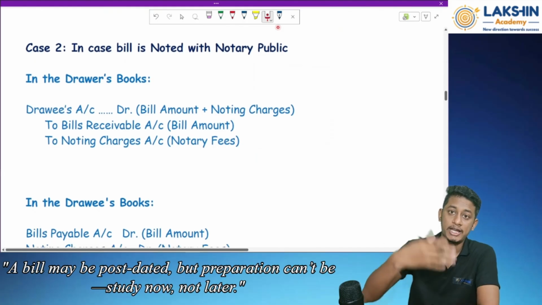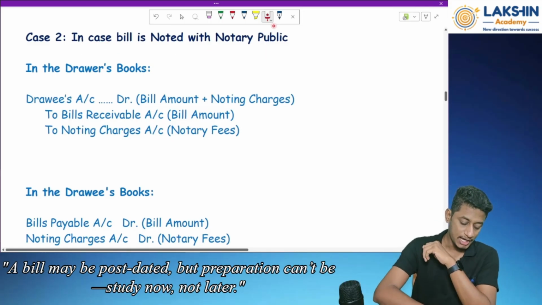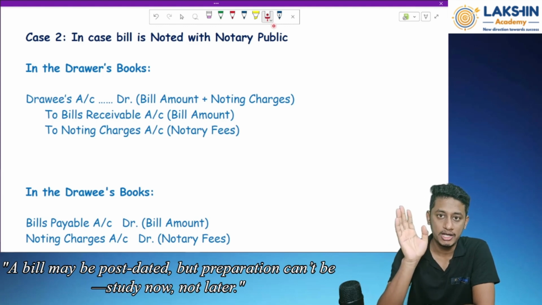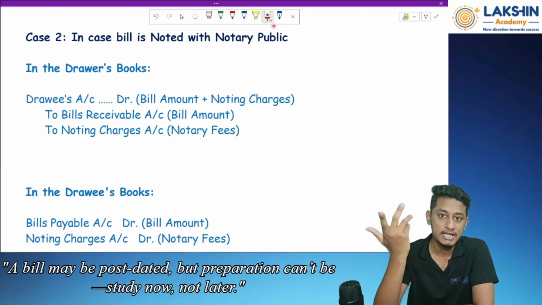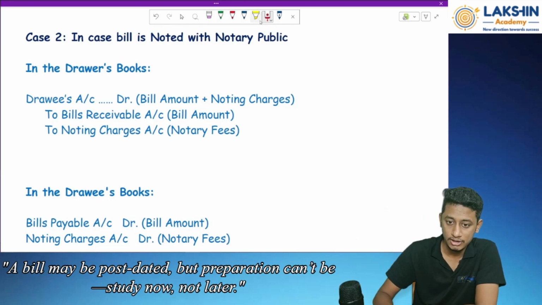Now, let us go to case number 2. So now what has happened? In case the bill is noted with notary public, let us take a small case. Let us say the bill is dishonored now. What Mr. A does is he goes to a lawyer and says that this is a bill which I had drawn 3 months back. Now Mr. B has not made the payment. It is dishonored, by the way. So as a proof of dishonor, Mr. A will take the bill to the notary public, that is the lawyer.